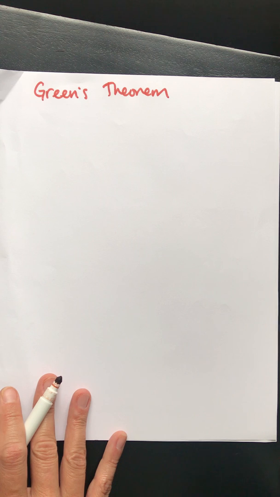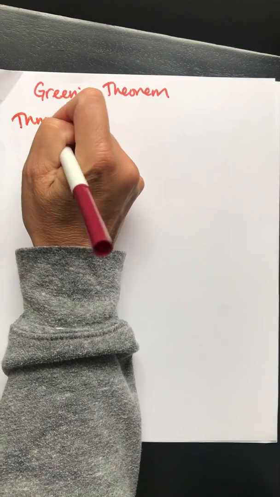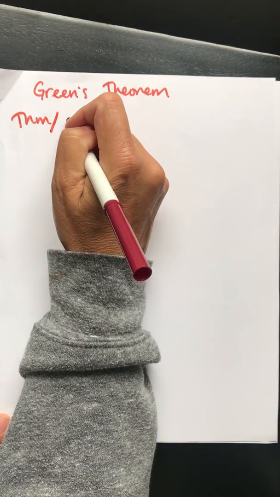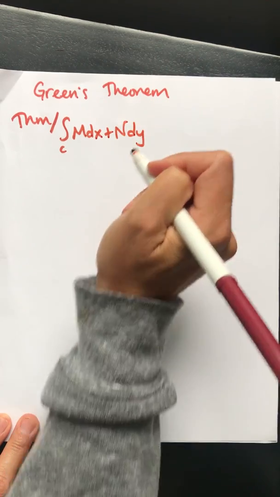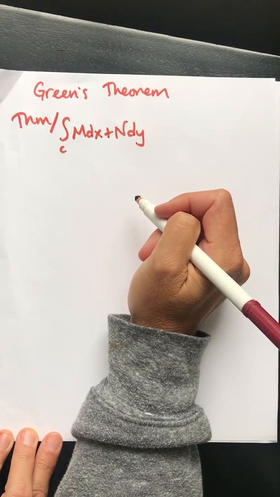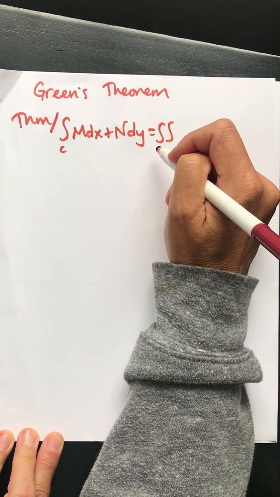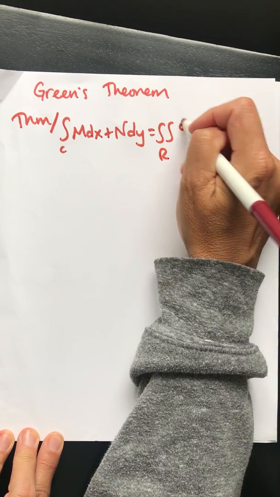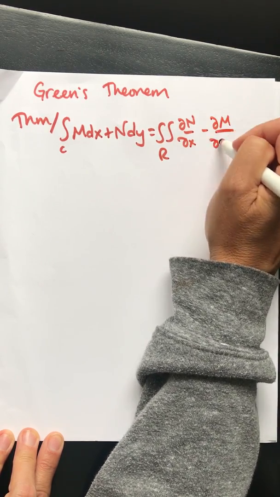Again, the value of a double integral over the plane in the region R is determined by the line integral around the boundary. So the theorem, the line integral around the boundary, that's this. And it is the same as a double integral over the plane region R of the partial of N with respect to x minus the partial of M with respect to y.